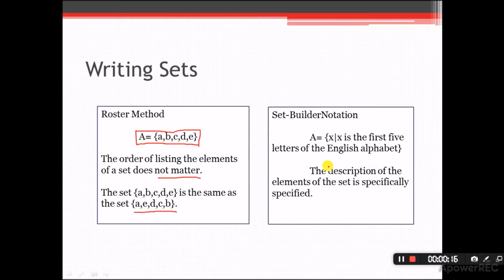Example, if we have the simple writing in the roster method, in the set builder notation we have set A has the elements x, such that x is one of the first 5 letters of the English alphabet. The English alphabet, that's A, B, C, D, and E. It's like the roster method, but more complicated.